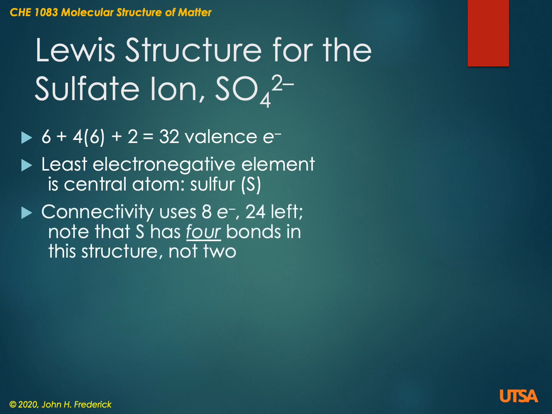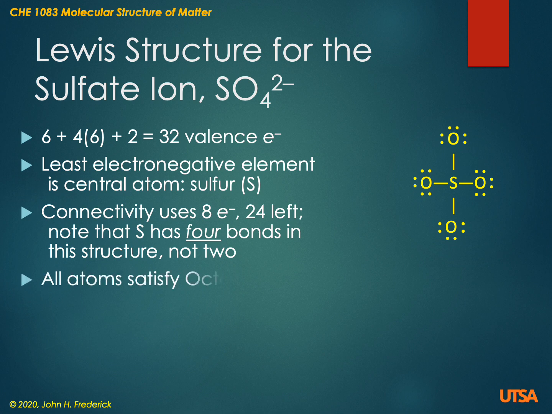This connectivity will use 8 of the electrons, which leaves 24, and this results in the bond connectivity diagram that looks like this. You note that sulfur has 4 bonds in this structure, not 2. So it has more bonds, but after we've added the remaining 24 electrons, we've used up all the electrons, so there are no non-bonding electrons left to put onto the sulfur. All of these atoms satisfy the octet rule, so this would be a happy circumstance based on the octet rule.